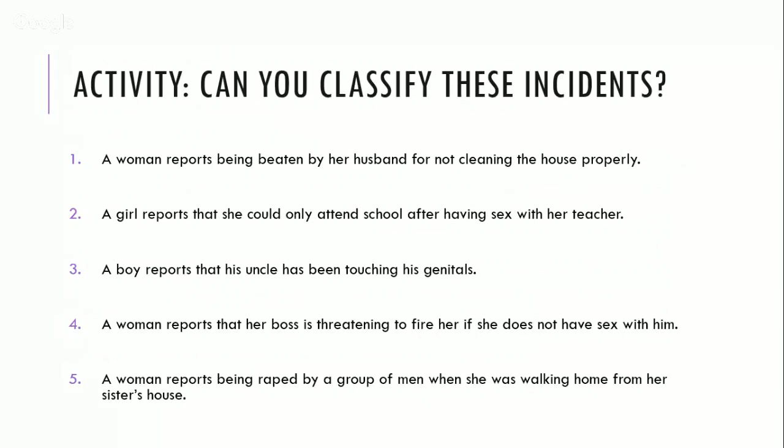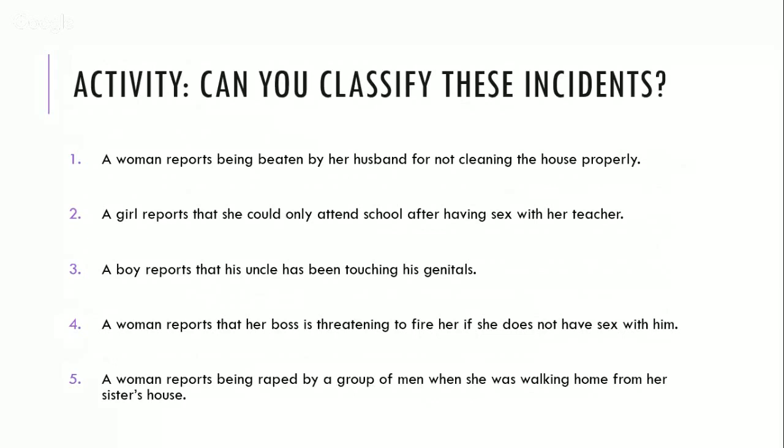Number 4, how did you classify this one? The correct answer is psychological or emotional abuse. We're seeing here that a woman reports that her boss is threatening to fire her if she doesn't have sex with him. So we can see from the sentence that the sex hasn't occurred and that she hasn't been fired. If the sex has occurred, we would have classified it as rape. Here, her boss is threatening her, and we could go through the questions together. I know after going through those that a threat falls under psychological or emotional abuse.